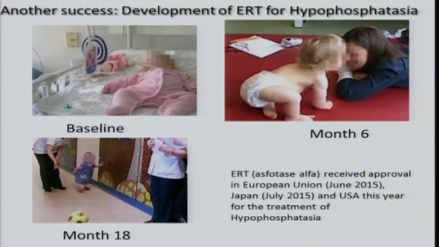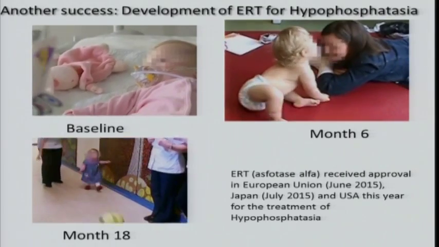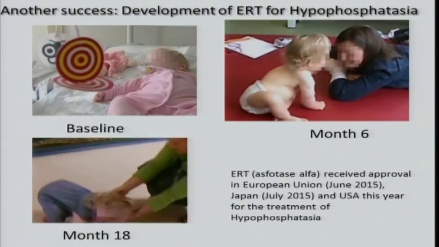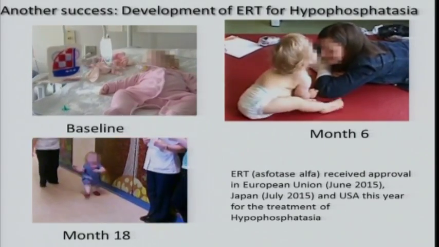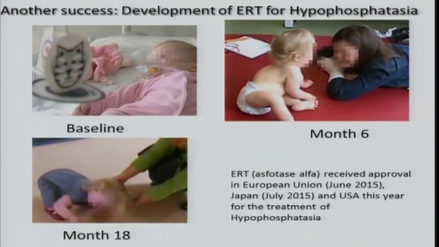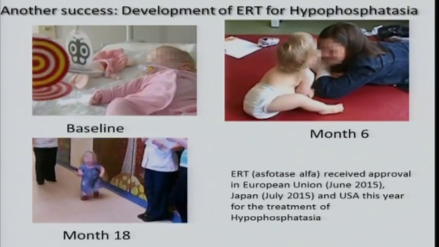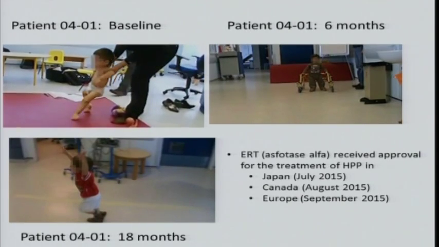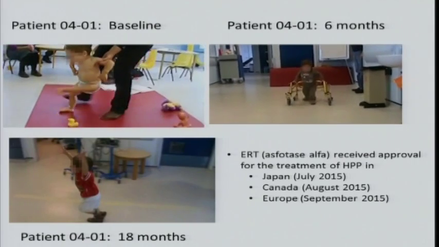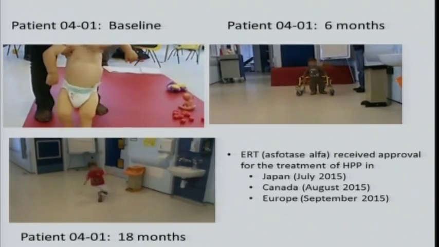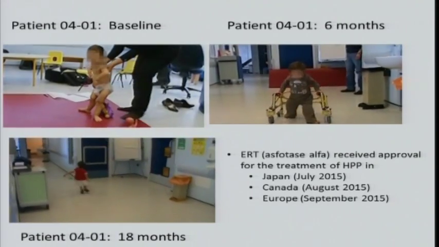This is 6 months into treatment, and this is 18 months into treatment. And this product today, asfotase alfa, just received FDA approval less than a month ago in the US, but already has approval in the European Union and also in Canada and in Japan. And here is another patient with the disease, and you can see after 6 months of treatment and then after 18 months of treatment. So you can apply the lessons from one rare disease to another, apply these concepts of targeting and make a difference.